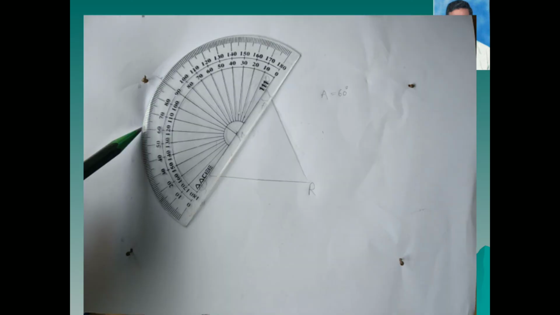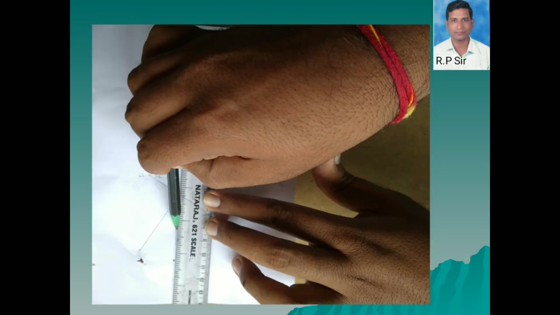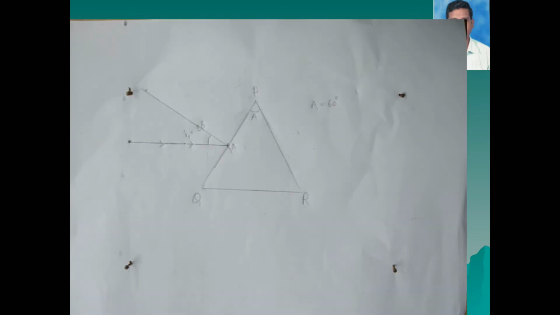Again place protractor center at M and along the normal mark an angle of 30 degrees. You can see the mark in figure. Now draw a line up to M. This line denotes incident ray. This I1 equals 30 degrees. This angle is called angle of incidence. Note down in a table this value.